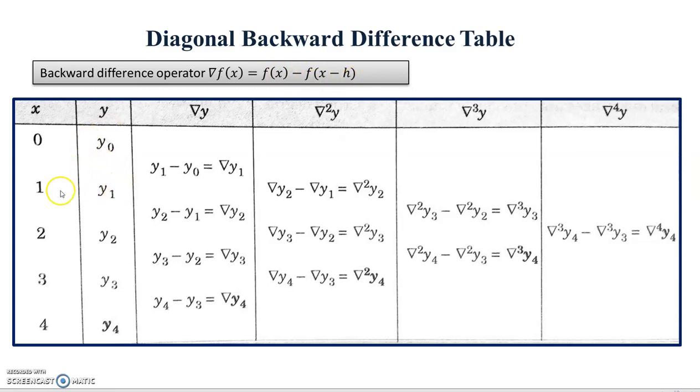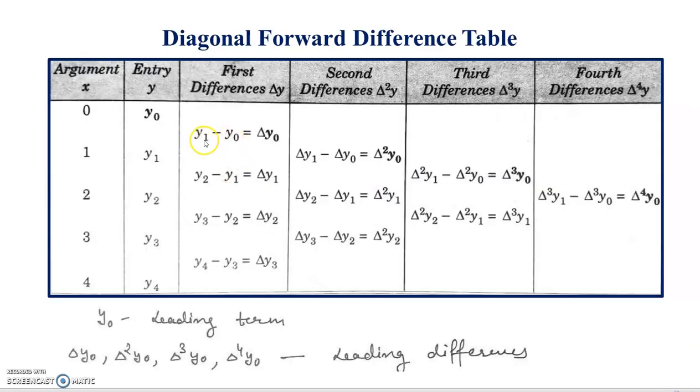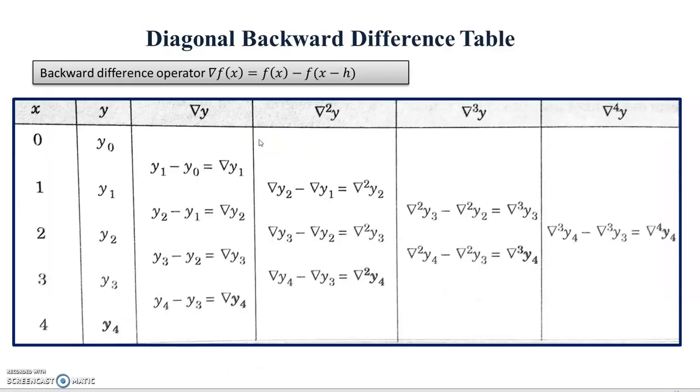And in this table also, the table is the same. You have to take the difference of consecutive entries, y1 minus y0. But in place of delta y0, here we'll write nabla y1. See this difference carefully. In the forward difference table, y1 minus y0 is delta y0. But here we are writing a backward difference, so y1 minus y0 will be nabla y1. Likewise for all others, y2 minus y1 will be nabla y2, and so on.